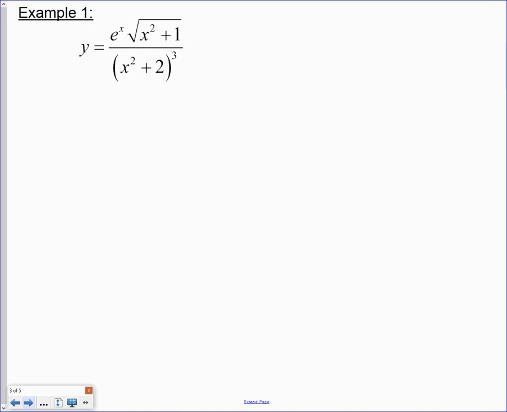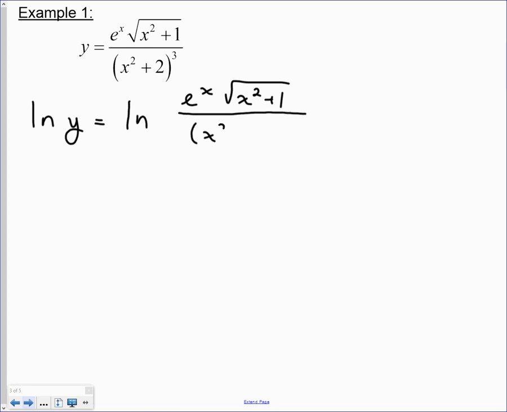So step one, take the log of both sides. On the left-hand side, we'll have ln y. On the right-hand side, we will have ln of this entire expression here, all divided by x squared plus 2 all cubed.